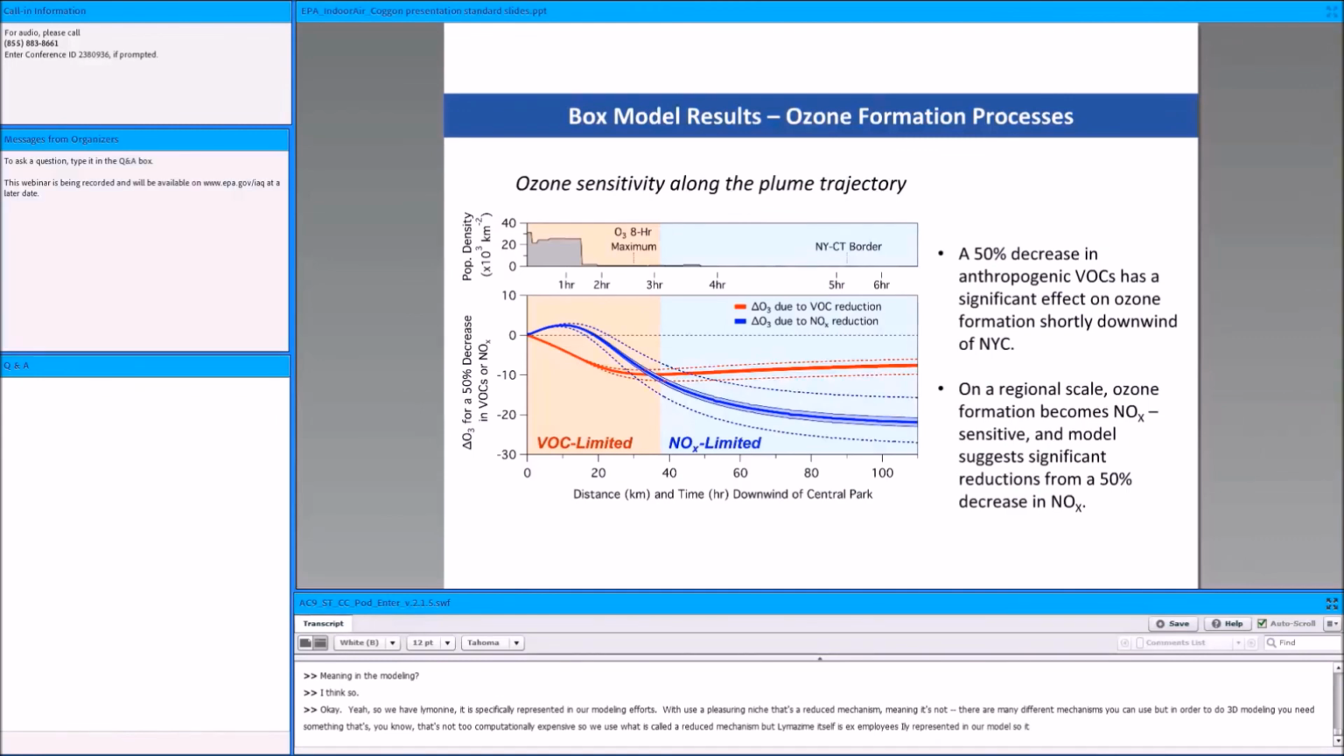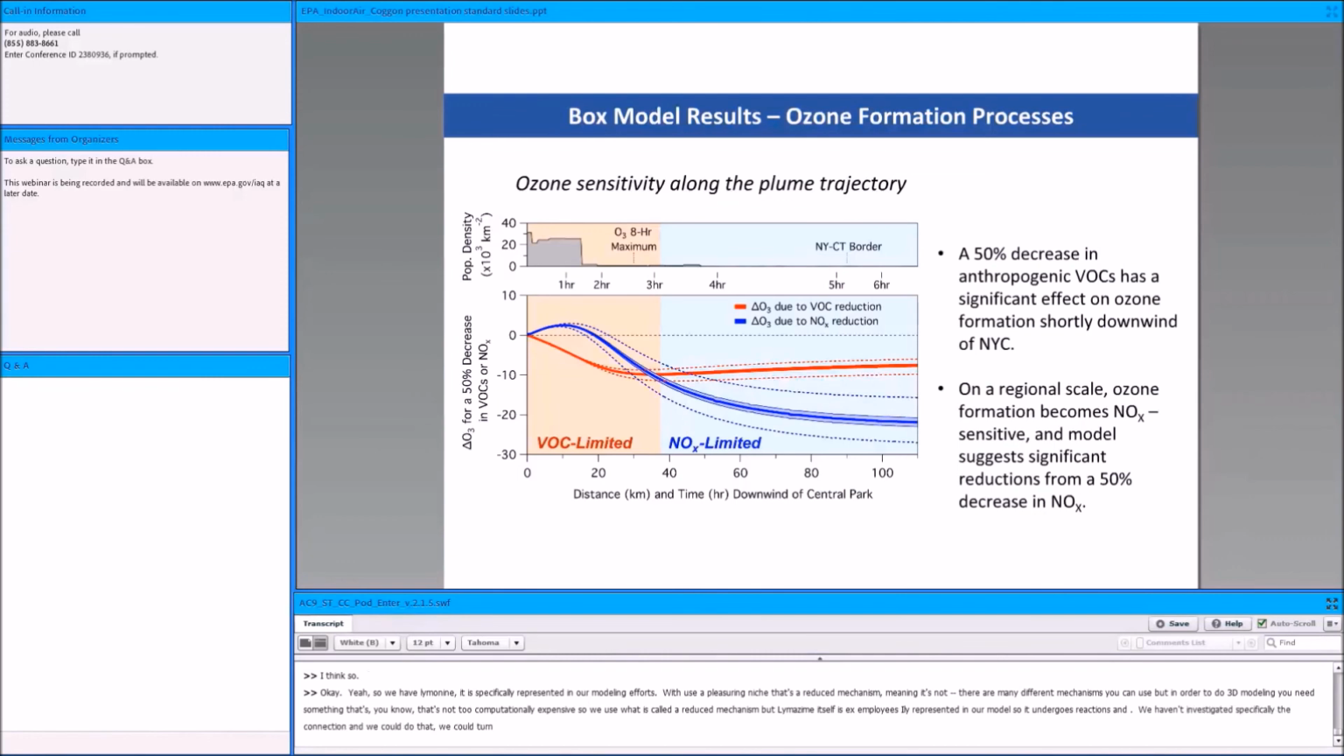We haven't investigated specifically the limonene to formaldehyde connection, and we could do that. We could turn off limonene and see how much that changes the amount of formaldehyde that we predict in our model. I will say that a lot of the formaldehyde that is produced in the model comes from biogenic sources. It's something like 50%, so that's isoprene reacting alongside NOx. That contributes significantly to the formaldehyde that we observe in the New York City region.